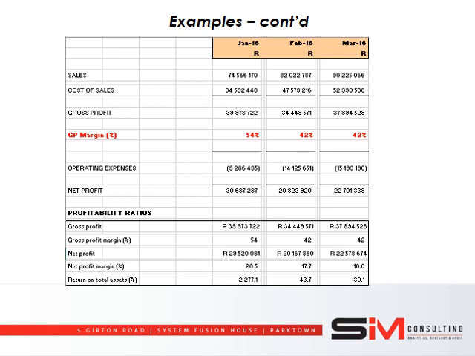Number 4, your net profit margin. I had said the net profit margin formula is your net profit for the period divided by sales. So in this case, you need to take 30,687,287 rands and divide that by 74,566,170. If you do that, you'll see it gives you a net profit margin of 28.5%.